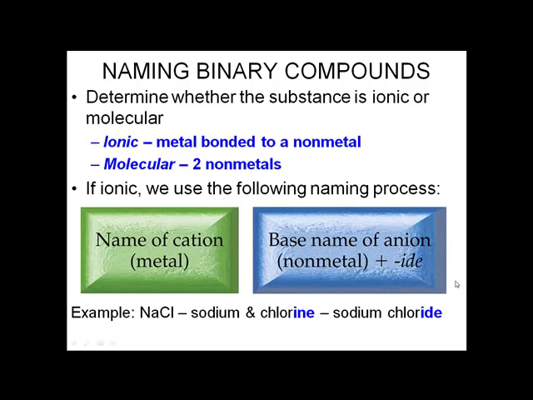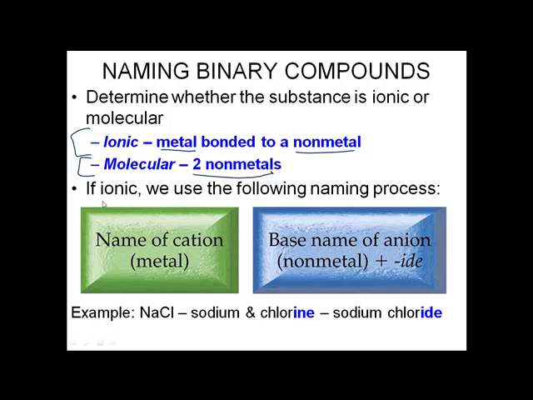Now that we know how to write balanced formulas, let's look at how to name ionic compounds and molecular compounds. First thing, there's two sets of rules. We need to determine whether it's ionic or molecular, or covalently bonded. Really simple. An ionic compound is a metal bonded to a nonmetal. Molecular are two nonmetals. Now we also know about metalloids. We're going to treat metalloids as nonmetals when it comes to naming.